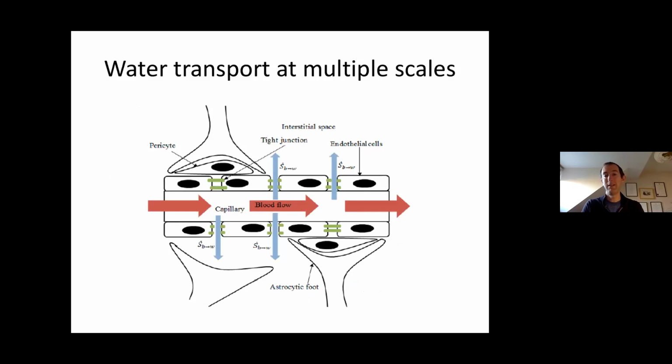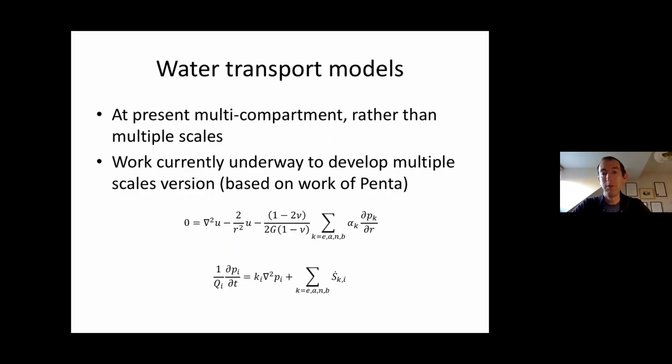If we can understand how water transports itself across the blood-brain barrier at this length scale, then we have the mathematical tools to scale this up. I have another graduate student who's working on these mathematical tricks, so we can actually scale up using homogenisation, from the capillary bed all the way up to the whole brain model, and therefore generate a set of equations that we can couple with our blood flow model and our oxygen transport model. At the moment, this is pretty much a multi-compartment model rather than a multiple scale model. So it's a much more simplified version, and we're working on developing the multiple scales version.